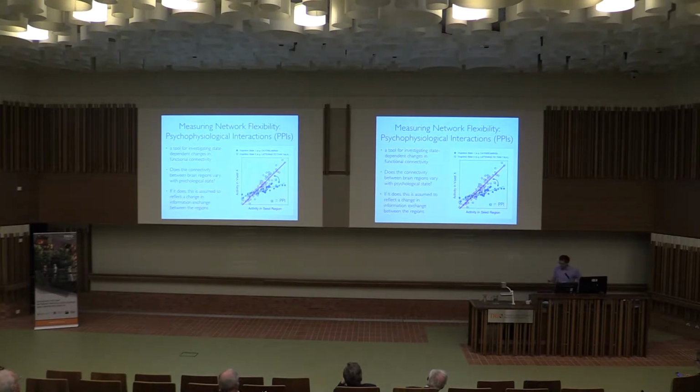Now the PPI parameter captures the change in the slope of this relationship. And therefore it enables us to answer questions of the form, does connectivity between regions vary as a function of psychological state? And if it does, this is assumed to reflect a change in information exchange between these regions of the brain as a function of the task. So we use PPI parameter estimates here to investigate what happens in connectivity between the fluency state and the fixation state.